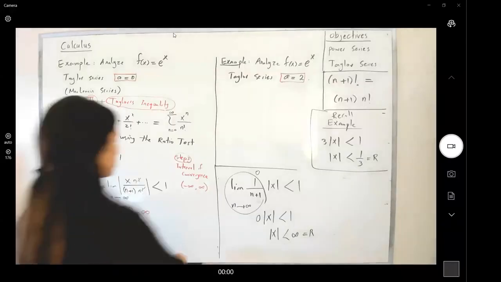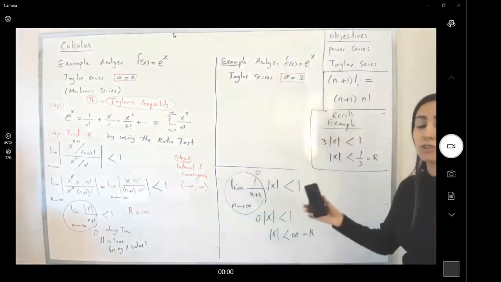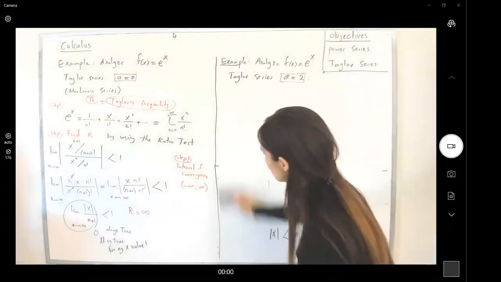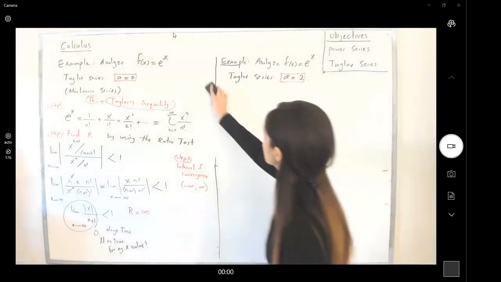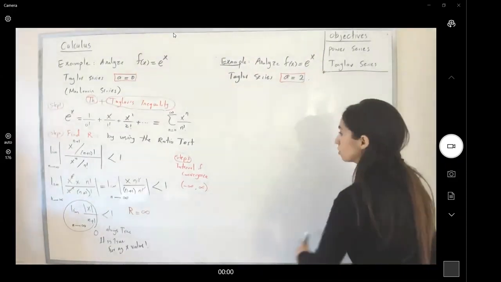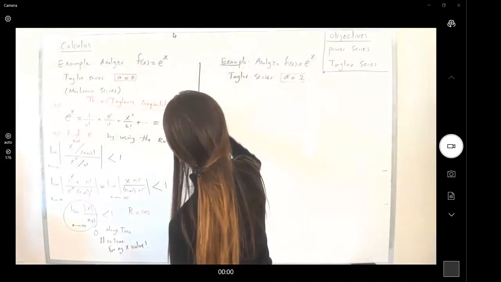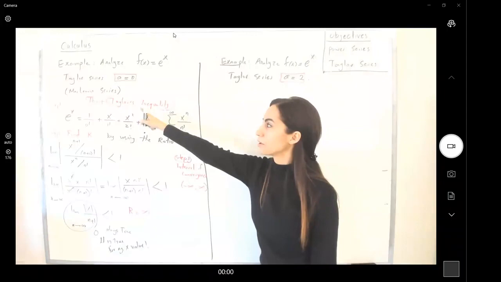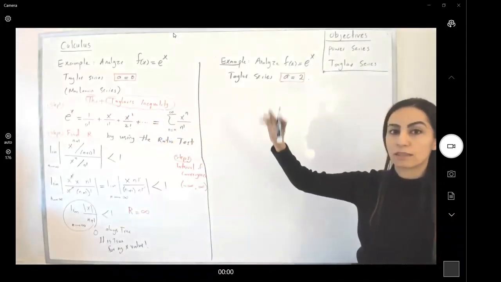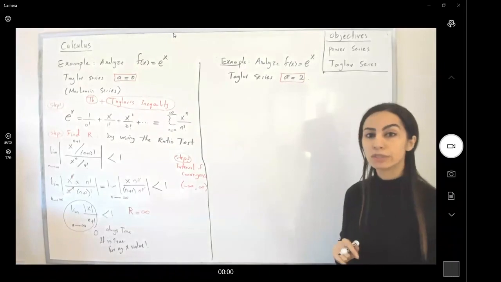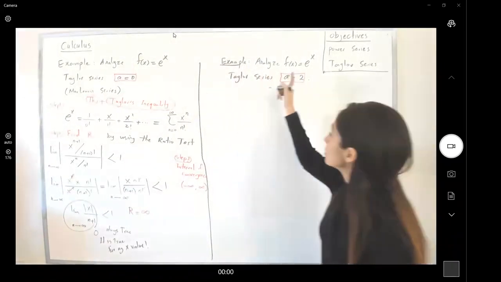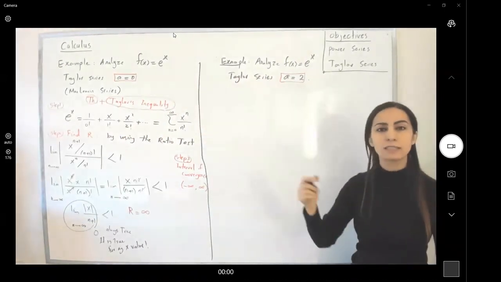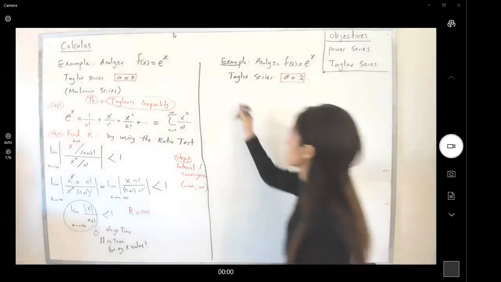Now let's move on to the next one, when a is equal to 2. Okay, now I'm changing the center. My center is not 0 anymore. My center is actually just 2. So again, if you look at the theorem and Taylor's inequality, you can show that the limit of the remainder goes to 0. So e to the x is equal to the Taylor's expansion. But in this case, your a is not 0. A is 2. So we need to find those coefficients.